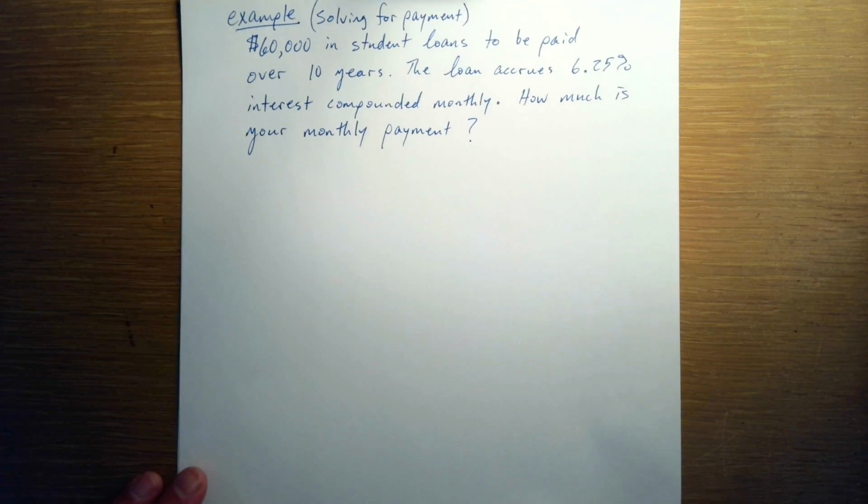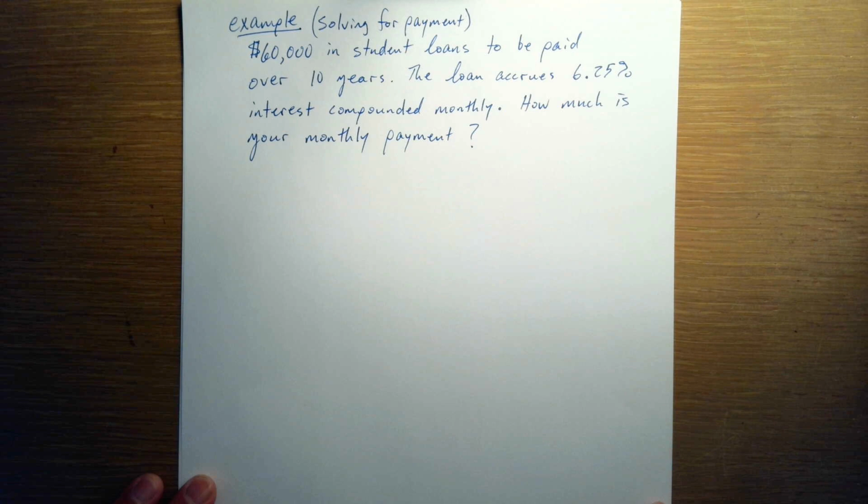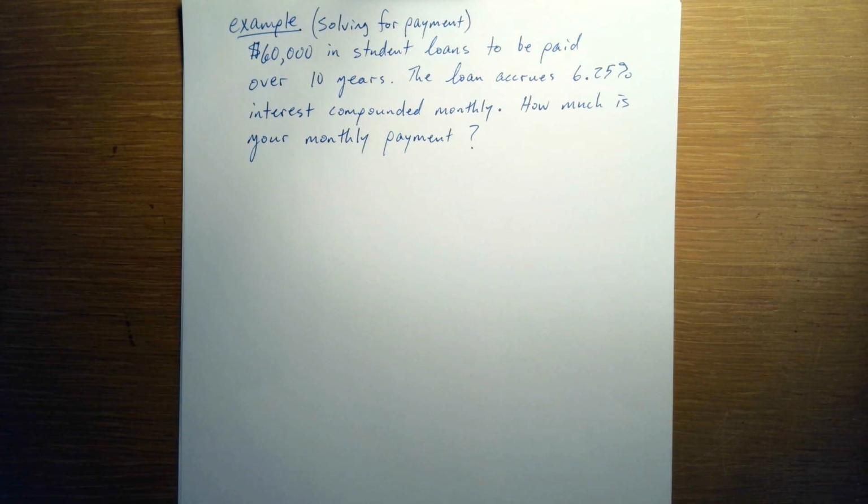Okay, so our first example, we'll be solving for the payment or the withdrawal. Payment and withdrawal are the same thing. They're both lowercase d. So in this case, you've just graduated. You have all these student loans that you have to pay off. So let's say all these student loans get consolidated into one account. And after your grace period ends, you have to start paying back.